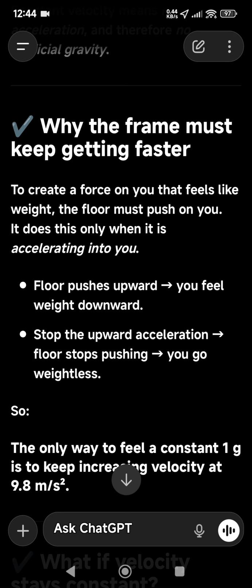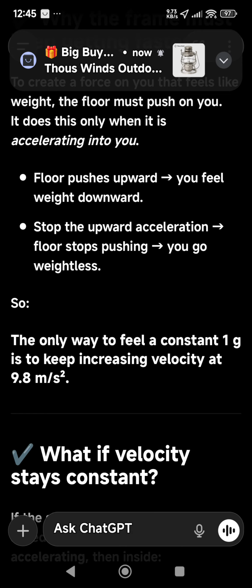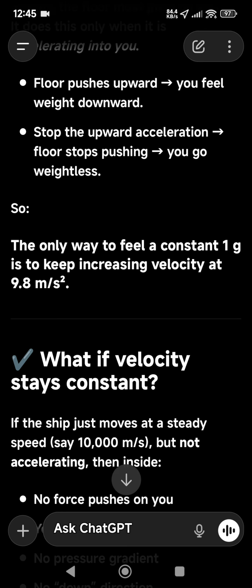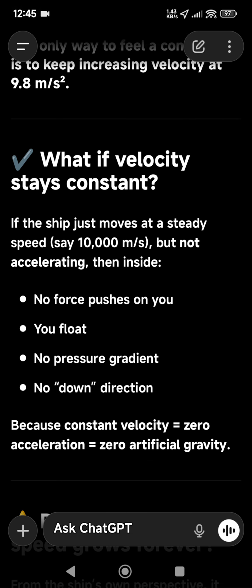Why must the frame keep getting faster? To create a force on you that feels like weight, the floor must push on you. It does this only when it's accelerating into you. Floor pushes upward, you feel weight downward. Stop the upward acceleration, floor stops pushing, you go weightless. So the only way to feel a constant 1g is to keep increasing velocity at 9.8 meters per second squared.